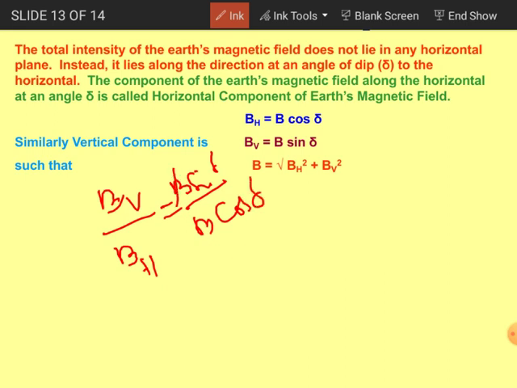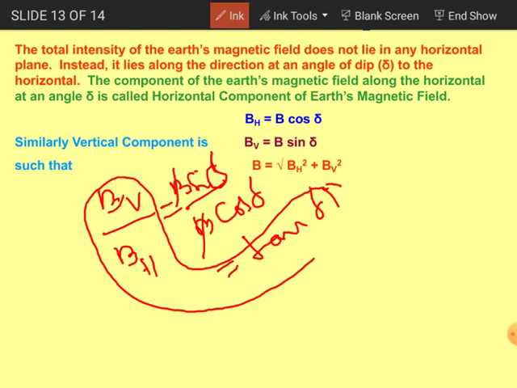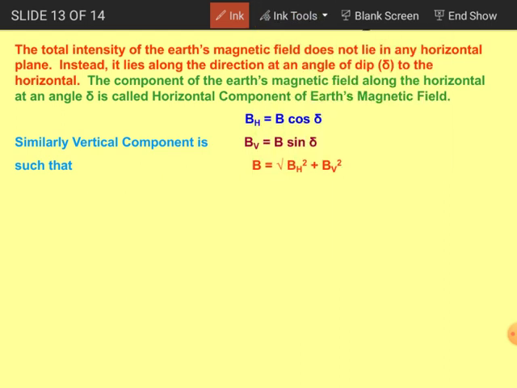So B can be cancelled. Sine delta by cos delta is nothing but tangent of delta. It is very much similar to the tangent law also, but the statement is a little bit different, though it is almost the same. Now let's see the tangent law.